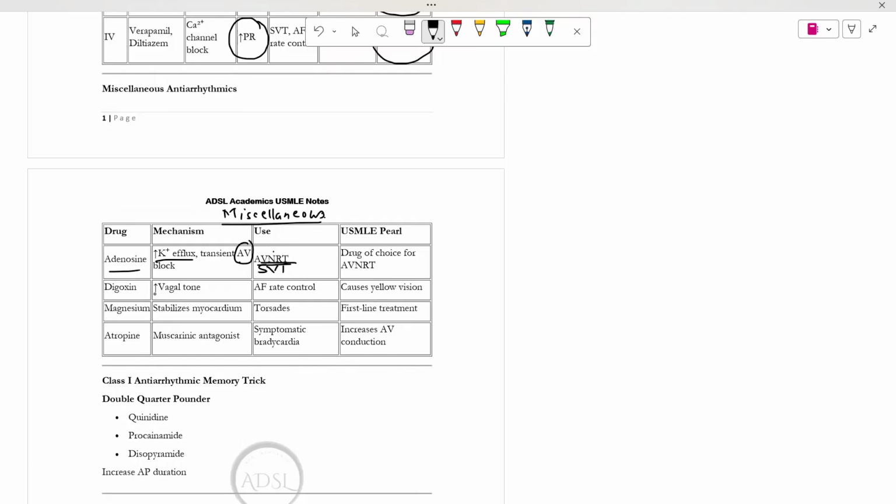Digoxin, what will it do? It will increase the tone of the vagus, and that is why the atrial fibrillation rate will be controlled. But the important thing about digoxin is that it causes yellow vision. Now, magnesium is another important one which stabilizes the myocardium. So this is used in torsades. You have seen multiple antiarrhythmics which are causing torsades, but which is it which is used for torsades? It is magnesium.